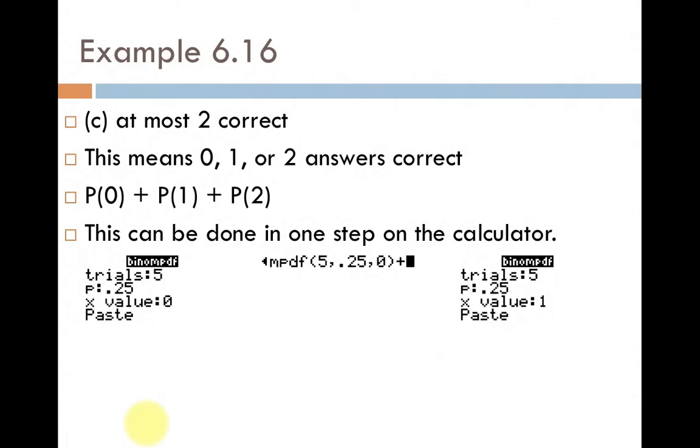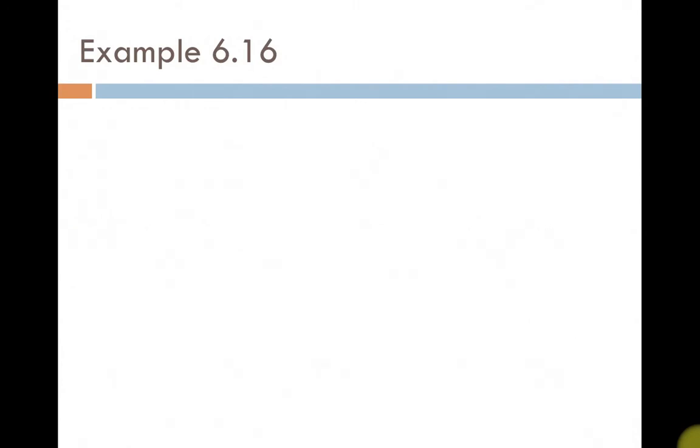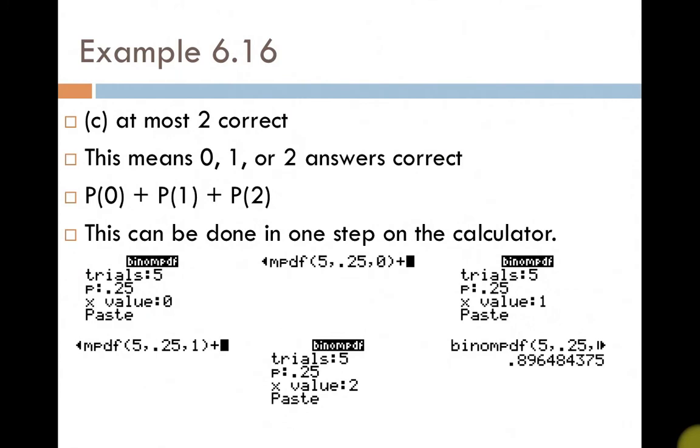Okay, so you can do it in one step on the calculator, which I encourage you to do so you have less copying of numbers, and I don't want that to be a confusion for you. And so we have our answer 0.8965 or 89.65%. So you should recognize that that's a really high probability, which means that the probability of you getting at most 2 when you guess on 5 questions is almost 90%.